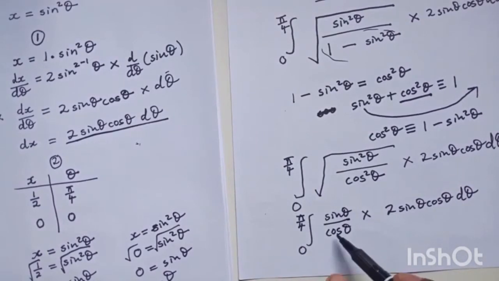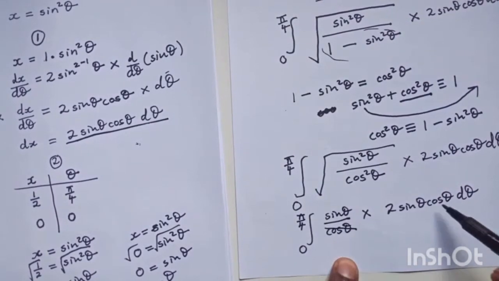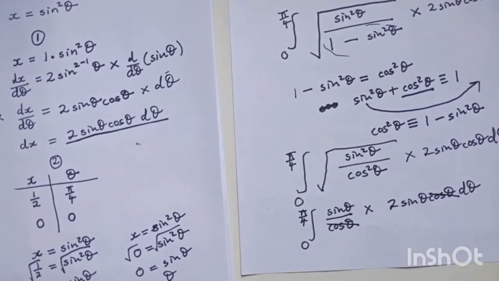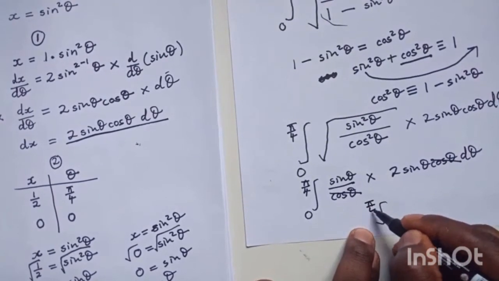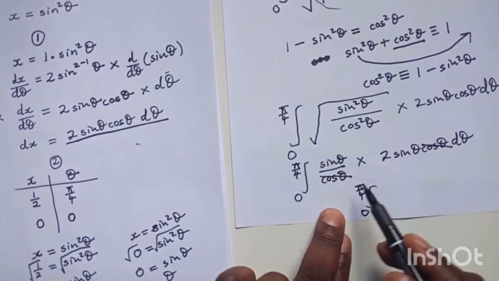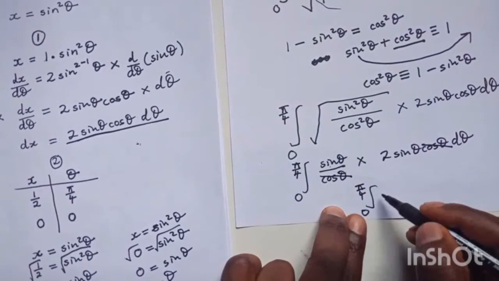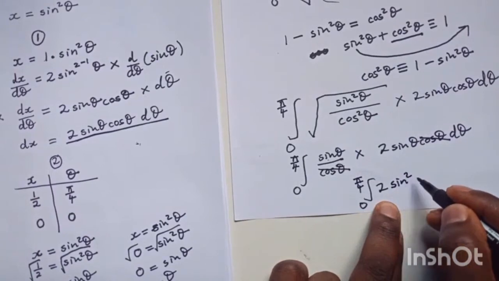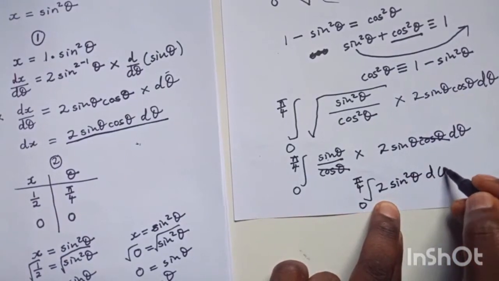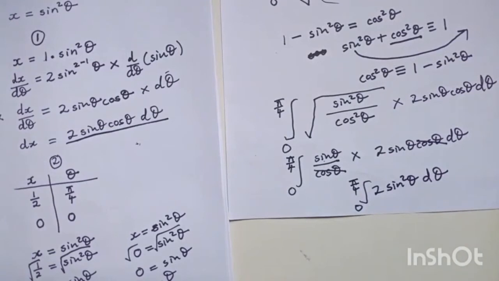Right. So cos theta and cos theta cancel out each other. Then you will be left with the integral from 0 to pi over 4. Then sine theta times 2 sine theta, you get 2 sine squared theta d theta. So we need to integrate 2 sine squared theta d theta. I hope you are listening, class.